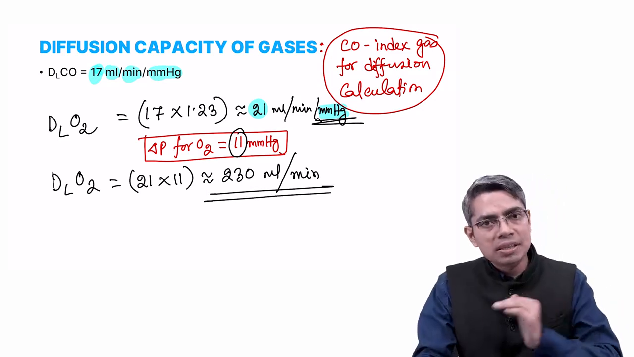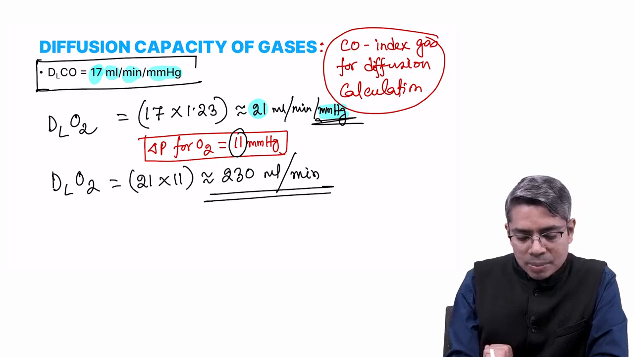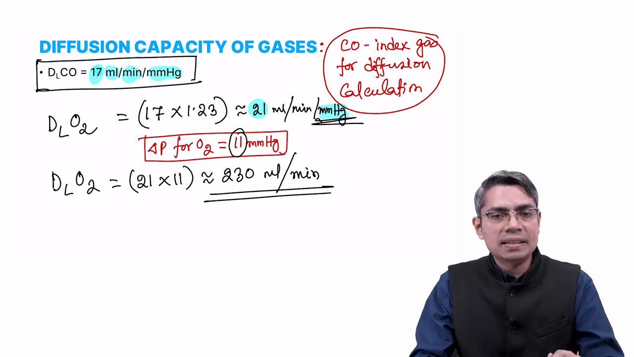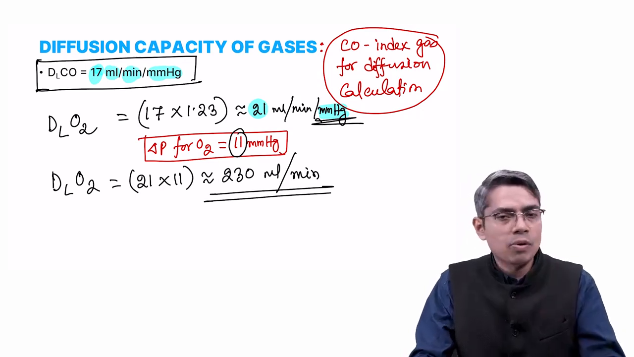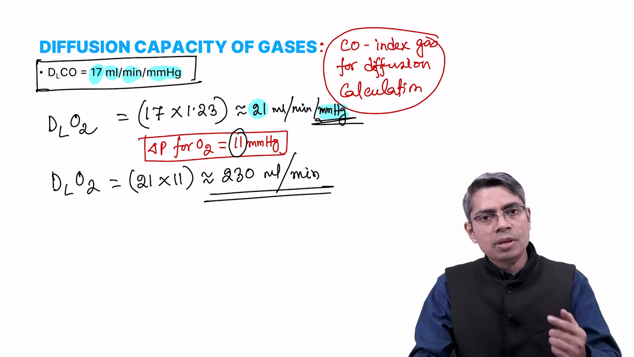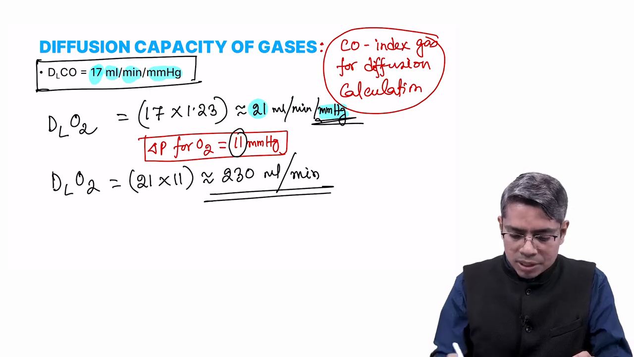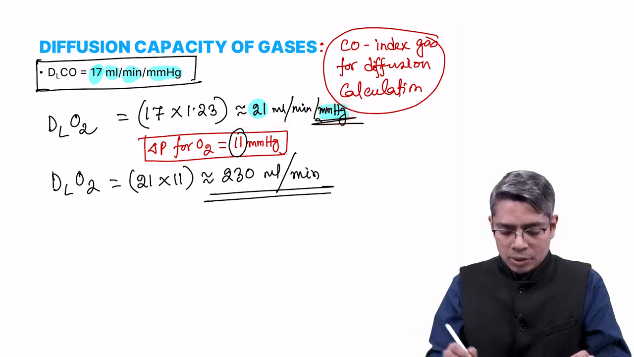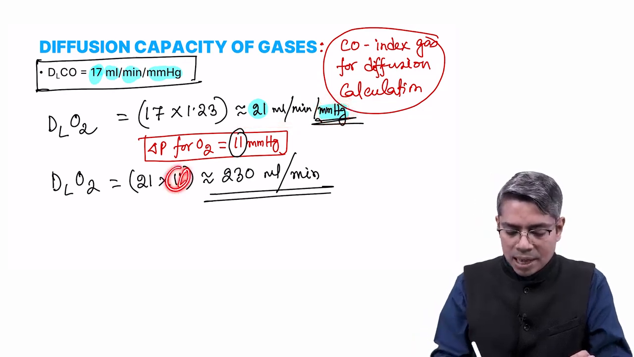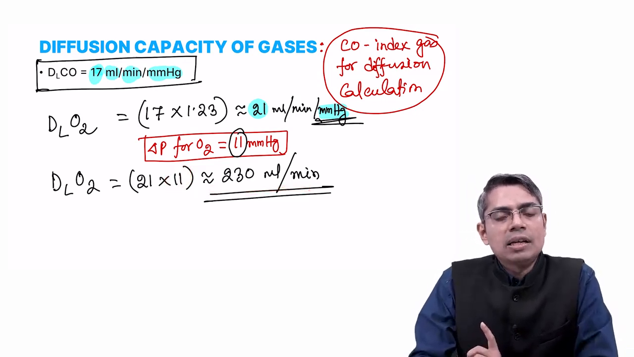How are we deducing this? First, you measure the DLCO, the diffusion capacity of carbon monoxide, because that is the index gas that is easier to measure. Then you convert this carbon monoxide value into an oxygen value by multiplying it by 1.23. Then you know that it is the value for oxygen when your partial pressure gradient is 1 millimeter of mercury. So, just multiply it with 11 and you are going to get the total amount of oxygen that is diffused in your lung in 1 minute.